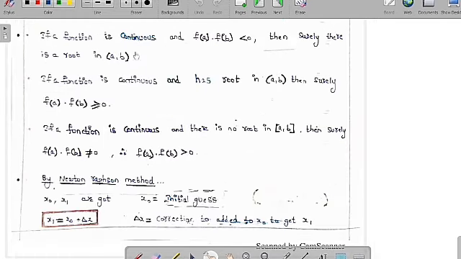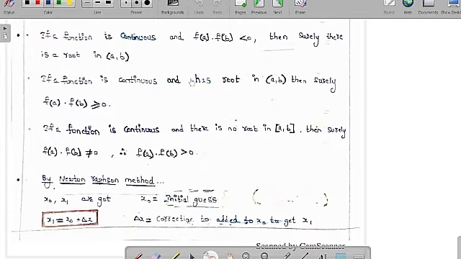If f is continuous and f(a) into f(b) is less than 0, then surely there is a root in (a, b). The function should always be continuous, and if f(a) into f(b) is less than 0, then definitely it indicates that a root lies between a and b.